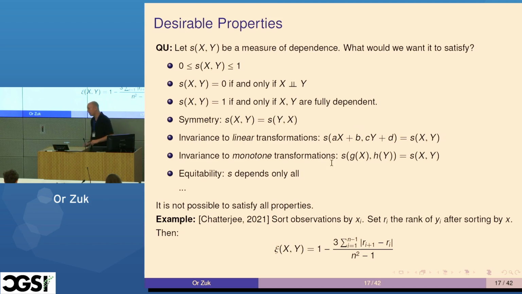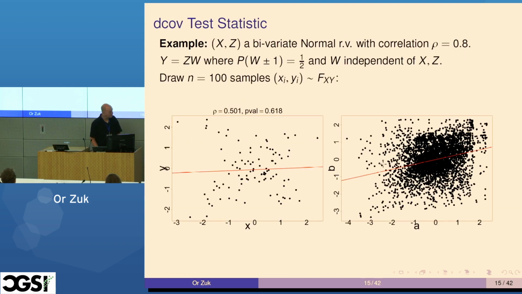And if we care not just about linear relationships, but any relationships, maybe we can require stronger properties. For example, not just linear transformation, but any monotone transformation. So if I take x and stretch it in certain places, here and maybe here and maybe here, and squeeze it, so I change the marginal of x in different places, but I don't change the dependency between x and y, I might want the coefficient to be the same.